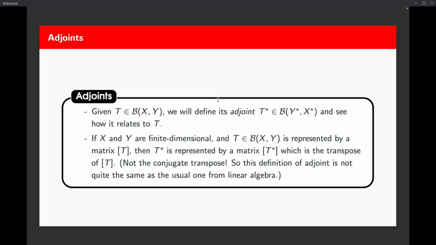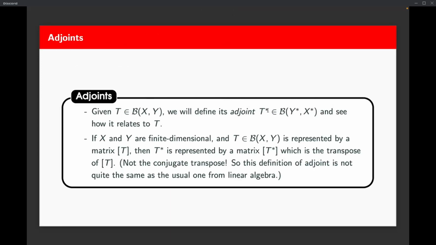Okay, so then on to the next main topic. This is adjoints. Given an operator T in B(X,Y), so these are the set of bounded, or continuous, operators, we can define an adjoint on the space of operators from Y star back to X star, and we'll call it T star, and we'll see how it relates to T.